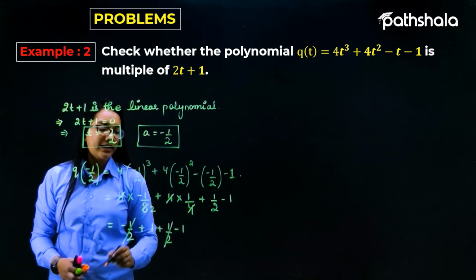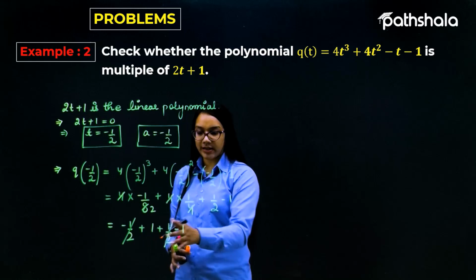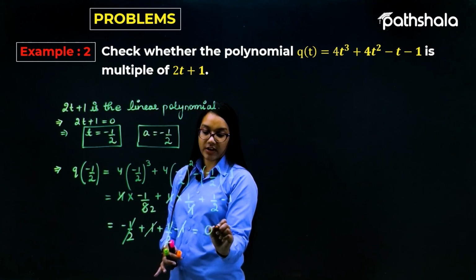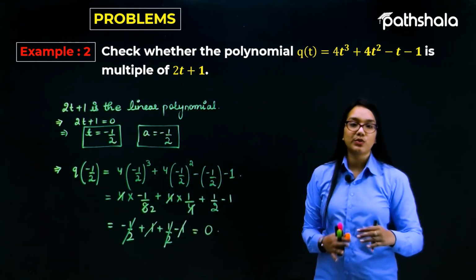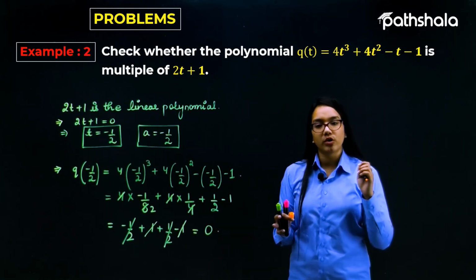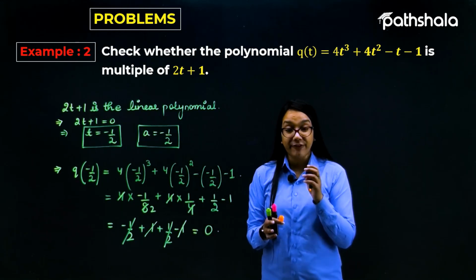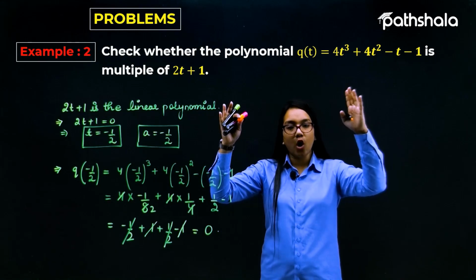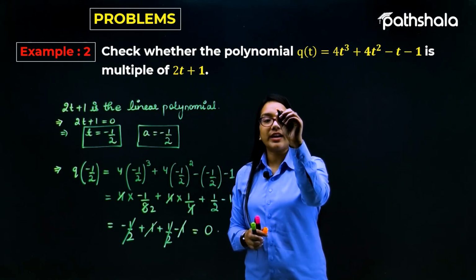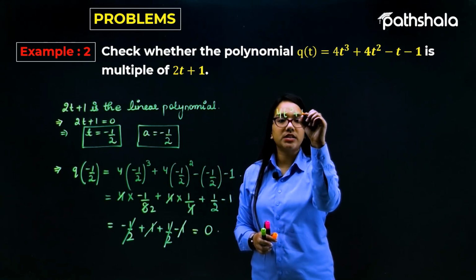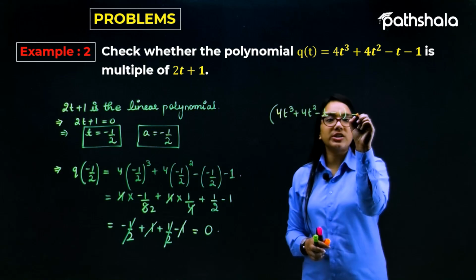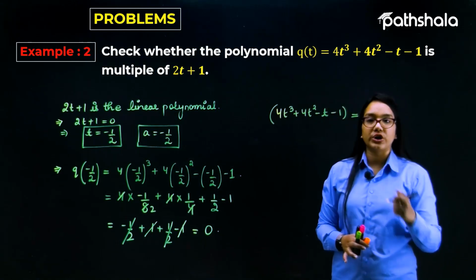So half and minus half get cancelled with each other, and further we have 1 and minus 1, they both get cancelled with each other because it is plus 1 and minus 1. At the end, what we are getting is the remainder equal to 0. So if the remainder after dividing these polynomials is equal to 0, then it definitely means that this polynomial is a multiple of 2t plus 1. Why so? Because we know that we can write 4t cube plus 4t square minus t minus 1 as dividend, which is equal to divisor into quotient.